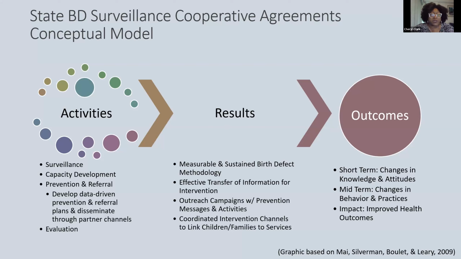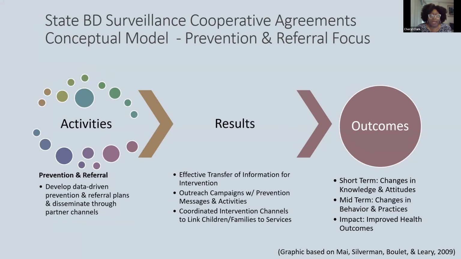And then all this is supposed to result in great birth defects surveillance methodology, and the ability to transfer information, ability to provide outreach, and also, related to the referral piece, coordination and intervention channels that link children and family to services. And this all will lead to hopefully improved health outcomes for all that are involved. So focusing on just the prevention and referral piece, I'm highlighting that in this second graphic that's derived from that cooperative agreement presentation about evaluation.